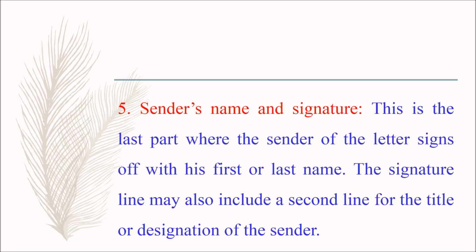Fifth one is sender's name and signature. This is the last part where the sender of the letter signs off with his first or last name. The signature line may also include a second line for the title or designation of the sender.